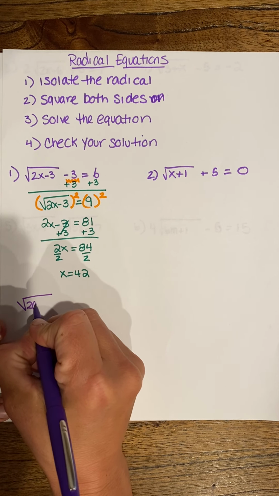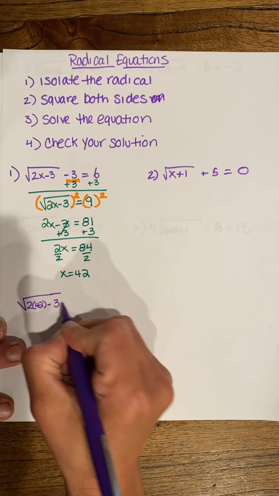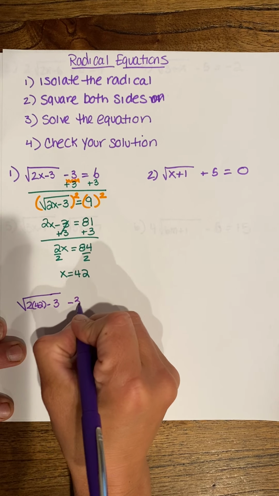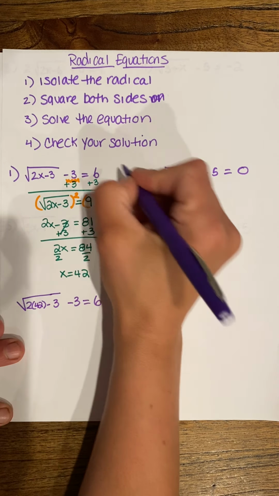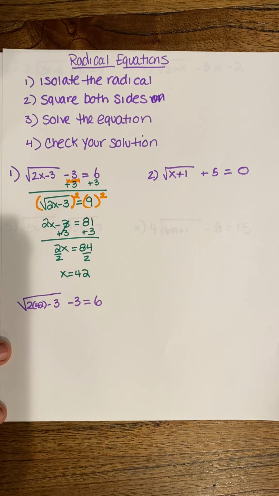So I have to do 2 times 42 minus 3, okay? And then minus 3 equals 6, right? So notice I'm going back up to this original equation and substituting in 42 for the x, okay?